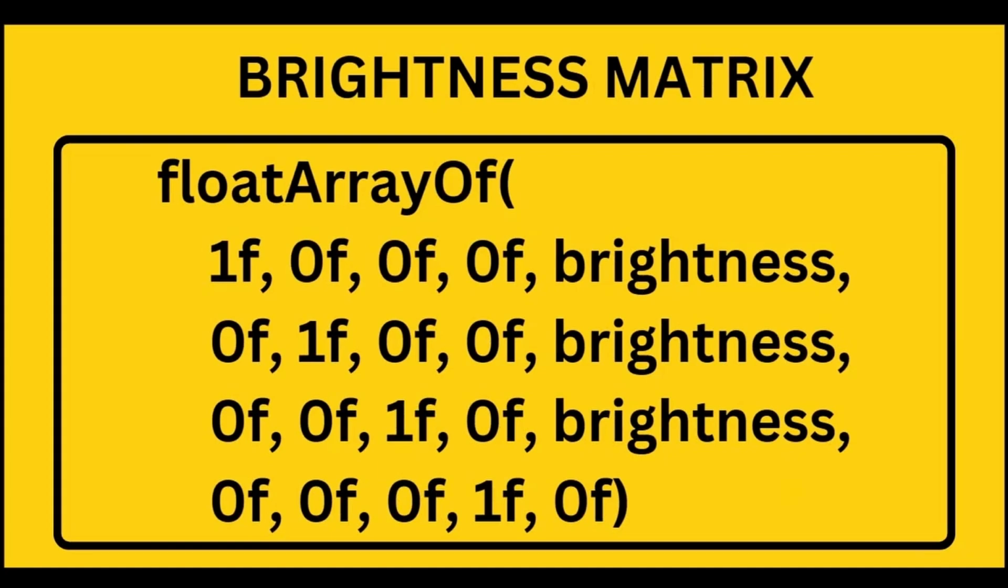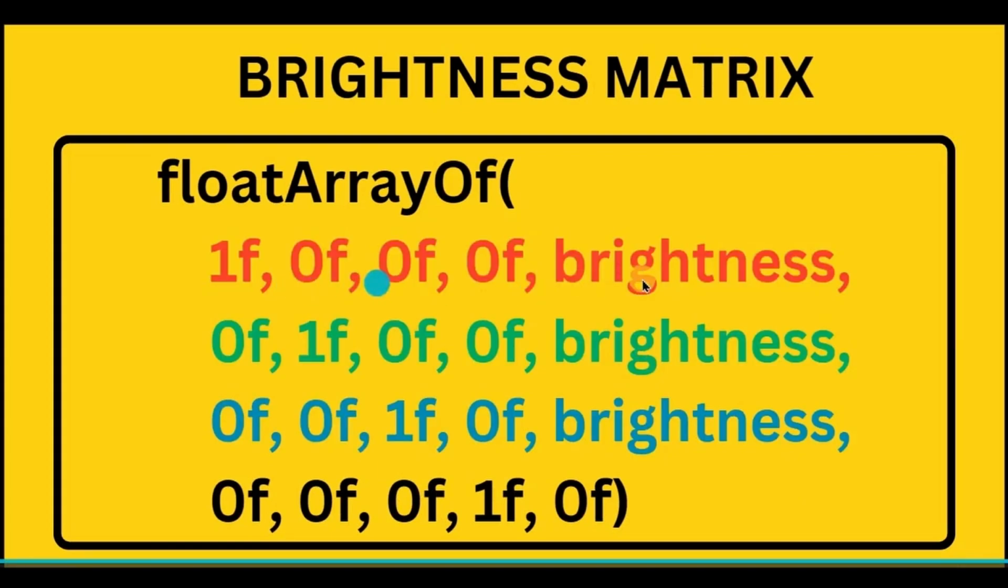Now the first row represents the red color, where 1F means the red value remains unchanged, and brightness adds an offset to the red component. Likewise, the second row represents the green color, where 1F means the green value remains unchanged, and brightness adds an offset to the green component. And same for the blue color. Then the fourth row represents the alpha, which means the opacity is unchanged. But here, no brightness is added to the alpha channel.